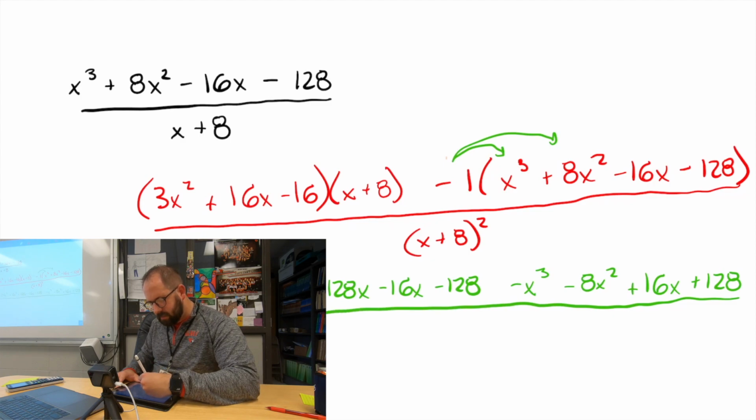All over, and I'm going to FOIL this thing out. X squared plus 16x plus 64. Sorry, I just FOILed those two out in my head.